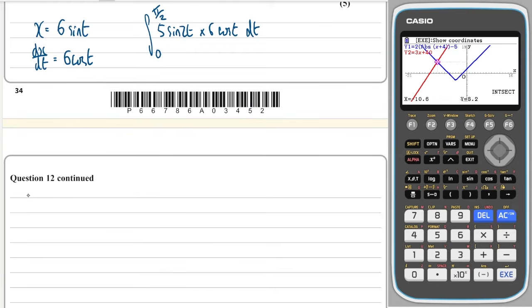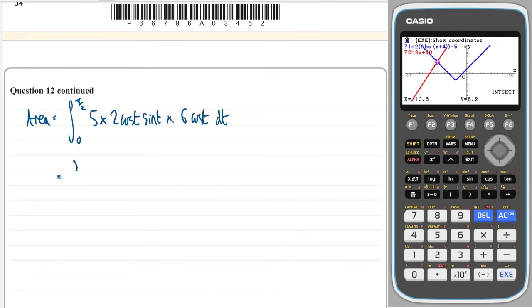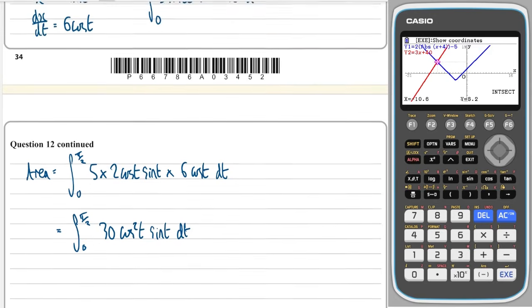Okay, so we are left with, you need to use a double angle formula for sine 2t. So we can write the integral of pi over 2, 0, and we write 5 times by sine 2t is 2 cos t sine t, and that's multiplied by 6 cos t dt. So this gives us the integral between that and that. So 5, 2 and 6, that makes 30. We've got a cos squared there, and we've got a sine. And I think that is what is required.